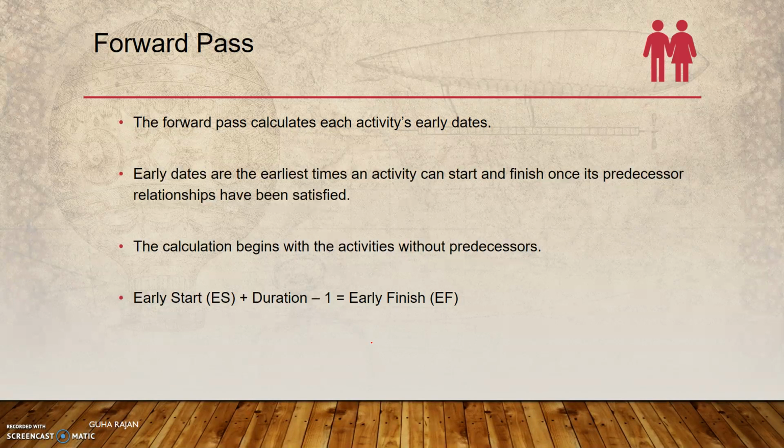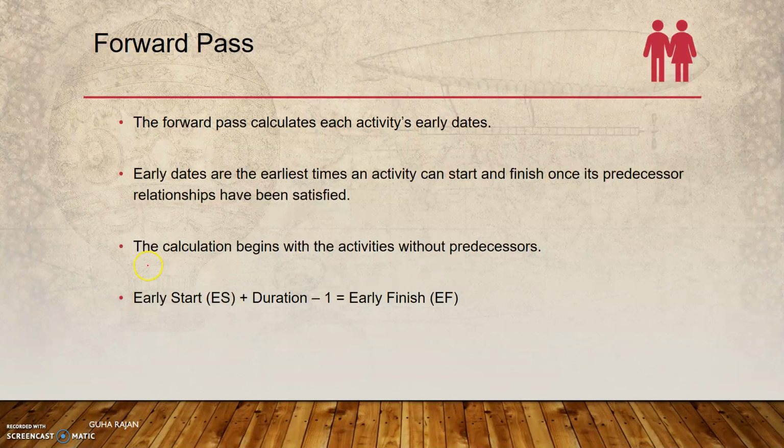So to understand the float, first we need to understand what a forward pass and a backward pass are. The forward pass calculates the early start date for each activity. The early start date is when an activity can start once its predecessor relationships are satisfied, which means after the predecessor activity has been completed, this activity can start at the earliest point in time.